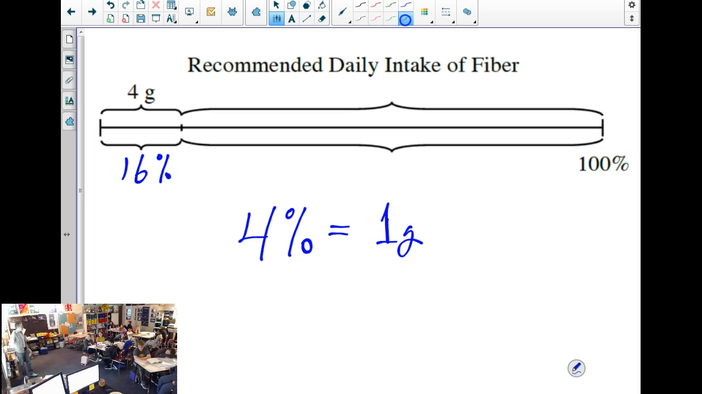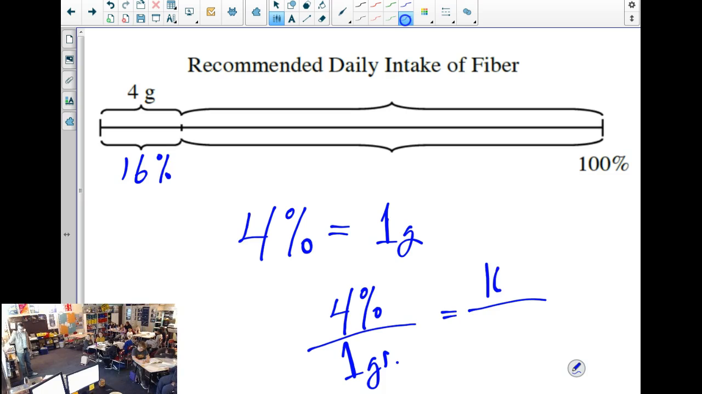Oh, look, it's a unit rate. I have 4% per gram, and that's a unit rate. How do I go from 4% to 100%? Times 25. Okay, look, my answer, 25. That's so easy. Always multiple ways.